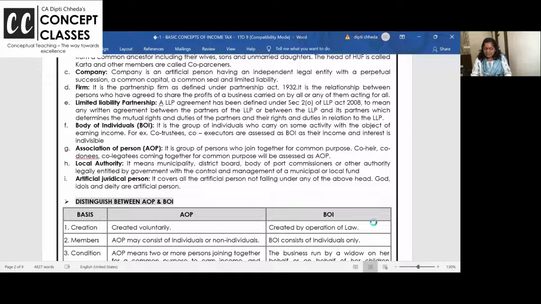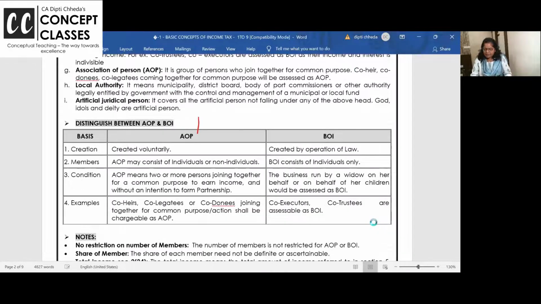Then we have this theory question for the exam right here. AOP and BOI. AOP is created voluntarily. Body of individuals is created by operation of law. I told you, two people are coming together, they are not partners, it's a joint venture. AOP may consist of individuals or anyone, because it is an association of persons. BOI may consist only of individuals.